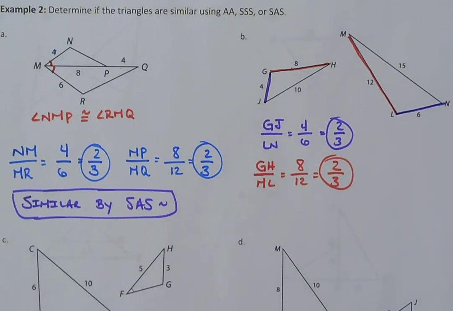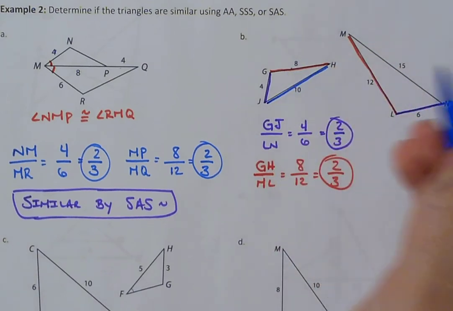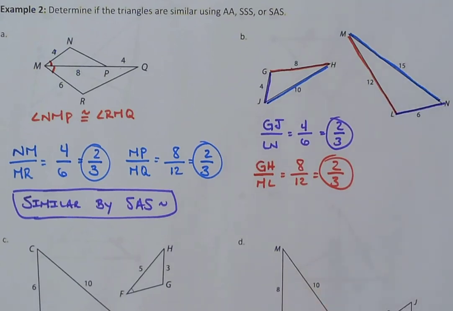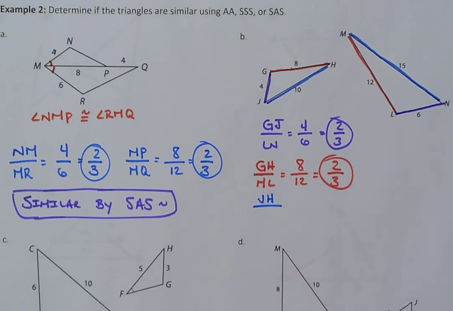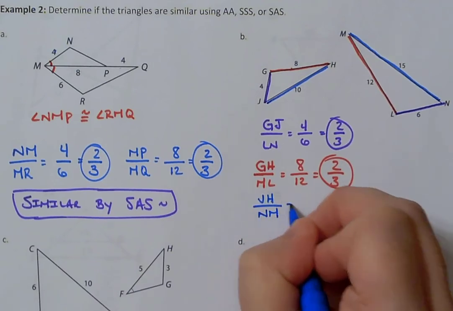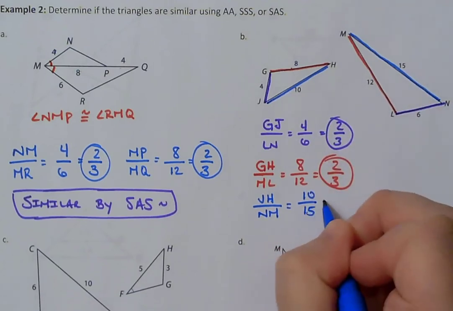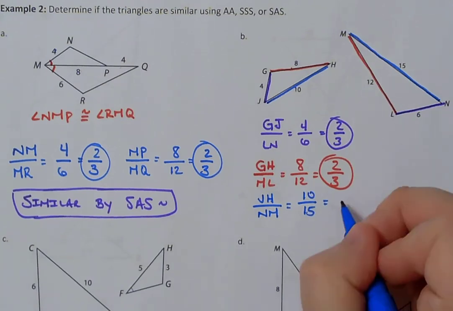So I've now proven that two sets of sides are proportional. So we have to go through and prove that the third set is proportional as well. So we're going to take this JH and determine if it is proportional to MN. So we're going to have JH over NM. So it's 10 over 15. And 10 over 15 is also going to simplify to 2/3.